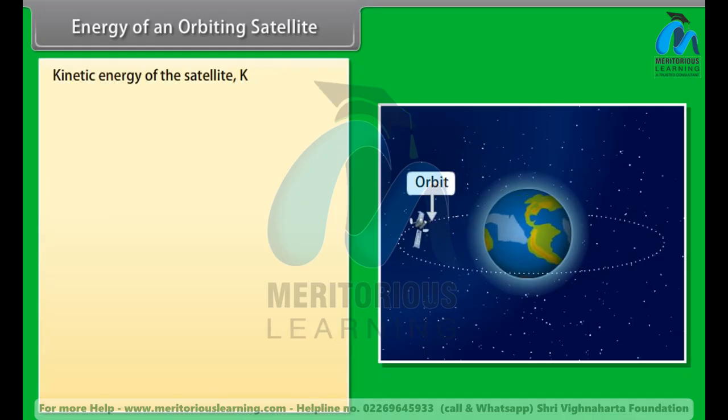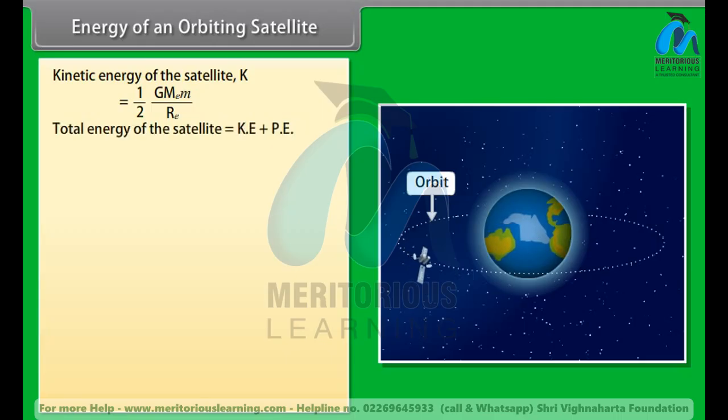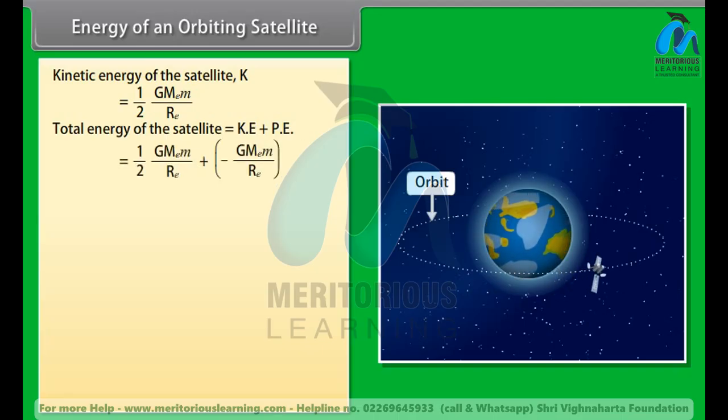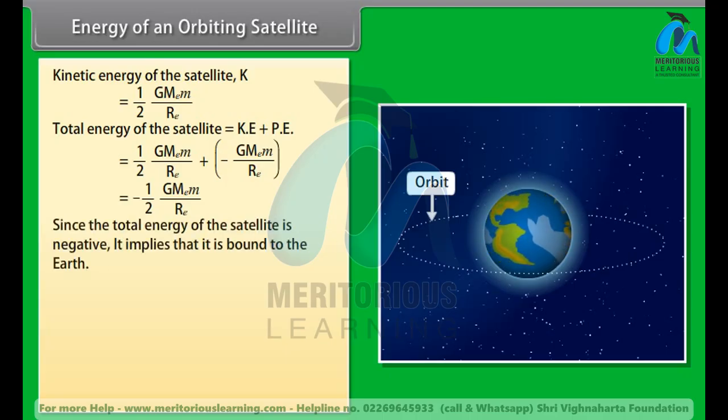Kinetic energy of the satellite K. Total energy of the satellite is equal to kinetic energy plus potential energy. On calculating, we get total energy equals minus 1 by 2 G M_E M divided by R_E. Since the total energy of the satellite is negative, it implies that it is bound to the Earth.